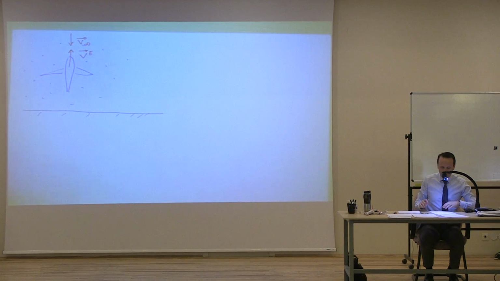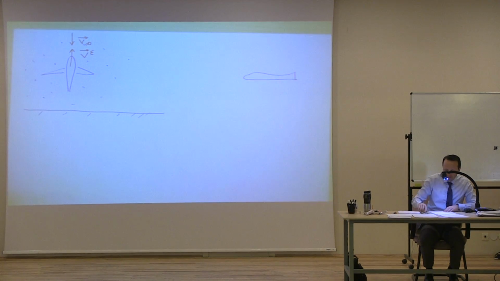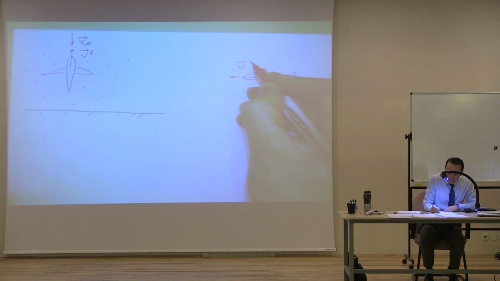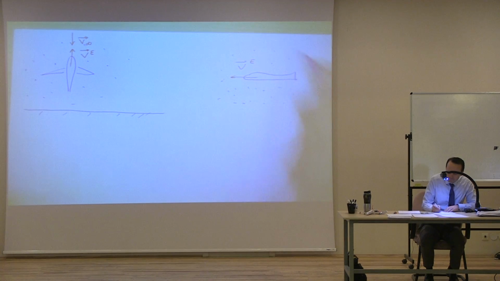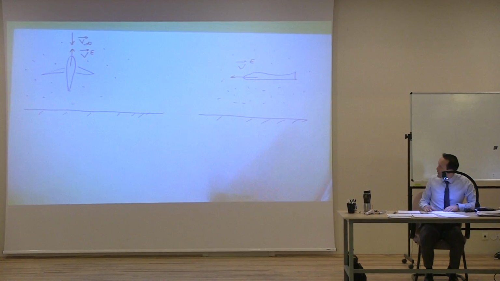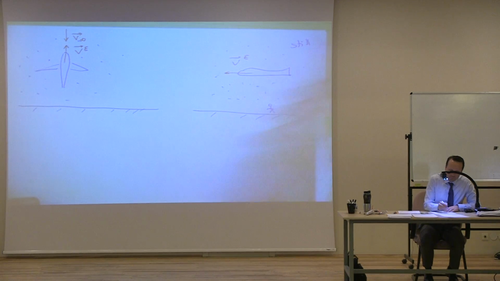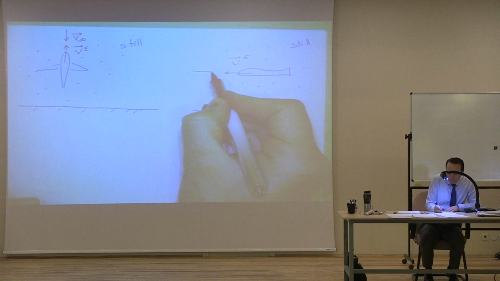Let's make it another airplane and look at it from the side. Let's say this is VE. This is the velocity of the airplane in the atmosphere, and this is the velocity of the airplane with respect to someone looking from the Earth. And the atmosphere is still, which means no wind. So that means the air particles also move in this direction, but in the opposite way.